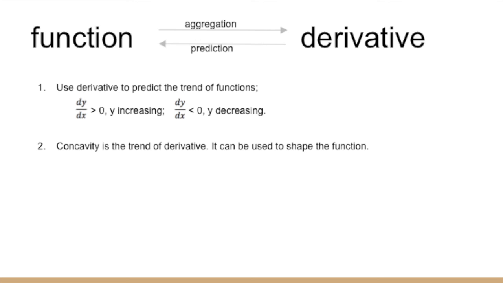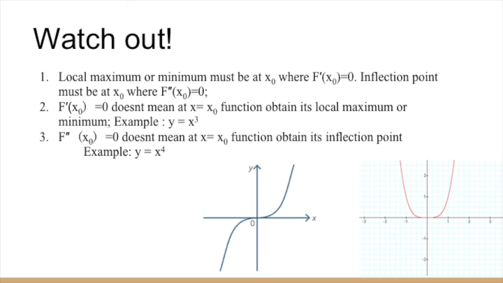A local maximum or minimum must be at x0, where the derivative of f of x0 equals 0. The inflection point must be at x0, where the second derivative of f of x0 equals 0. However, the first derivative of f of x0 equals 0 doesn't necessarily mean that at x equals x0, the function has a local maximum or minimum. Example, y equals x to the third power.